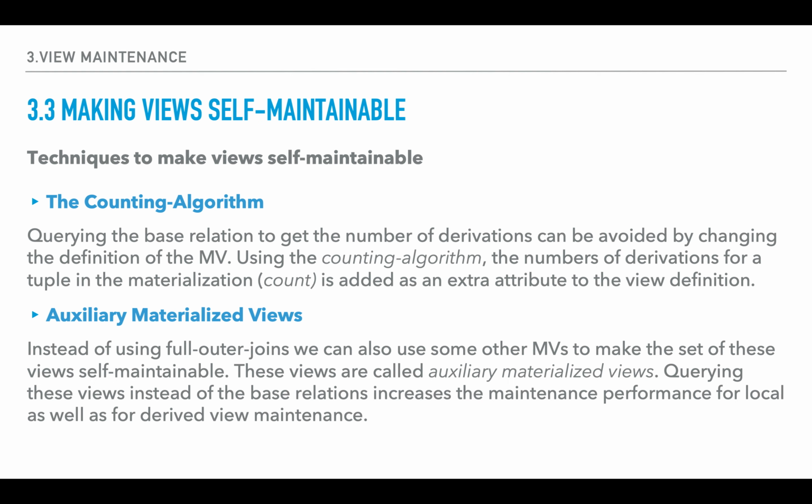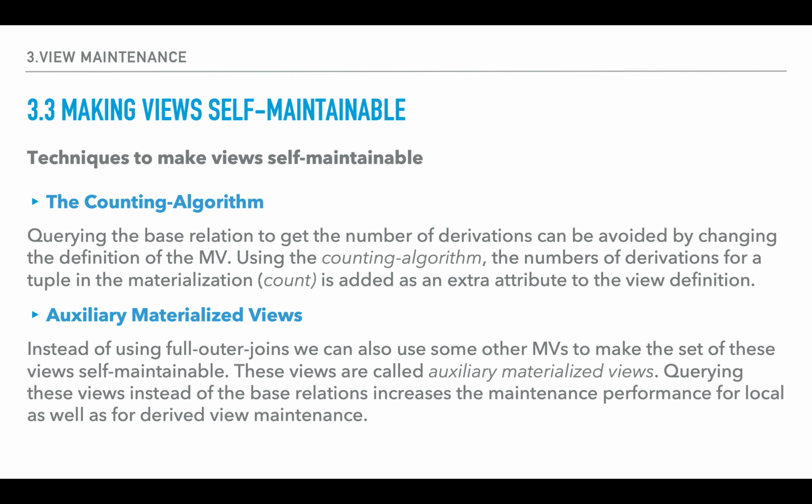There are techniques to make views self-maintainable. The first is the counting algorithm. Querying the base relation to get the number of derivations can be avoided by changing the definition of the MV. Using the counting algorithm, the number of derivations for a tuple in the materialization is added as an extra attribute to the view definition.